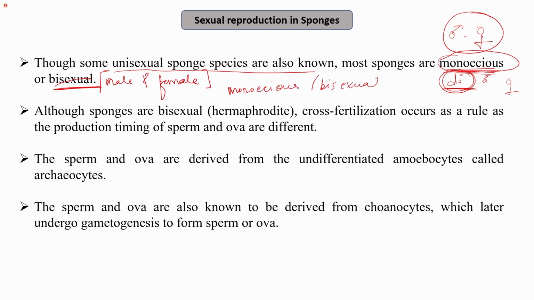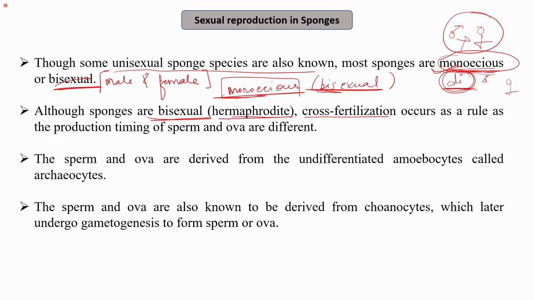If you have clarity about the terms, it will be easy for you to understand them and relate better with all the theory also. Monoecious might seem confusing to some individuals, but monoecious are the ones in which both male and female reproductive organs are present within the same individual, right? They may be called bisexual also. So we can say that although sponges are bisexual, bisexuals may be referred to as hermaphrodite also.